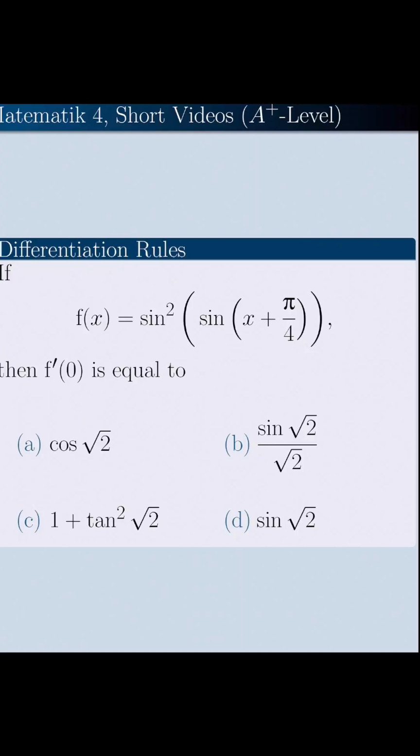Hello, in this short video we are going to investigate the following A+ level problem on the topic of differentiation rules. If f of x equals sine of x plus pi over 4 squared, then f prime of 0 is equal to. It would be a good idea to pause the video at this point and give it a try yourself to see which one of the following options is the correct answer to this problem.